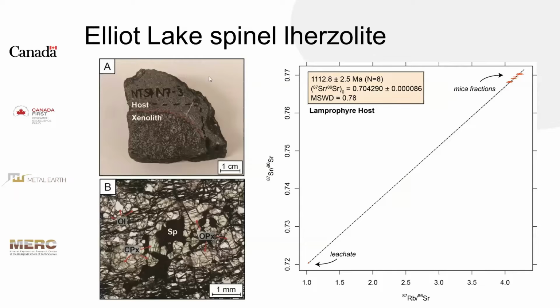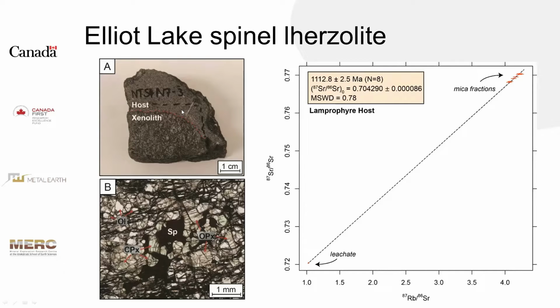So this is typically what you can see here. You have the xenolith, which is spinel lherzolite in our case. This is what you see in photo B with olivine, clinopyroxene, orthopyroxene, and spinel. And the host is lamprophyre.